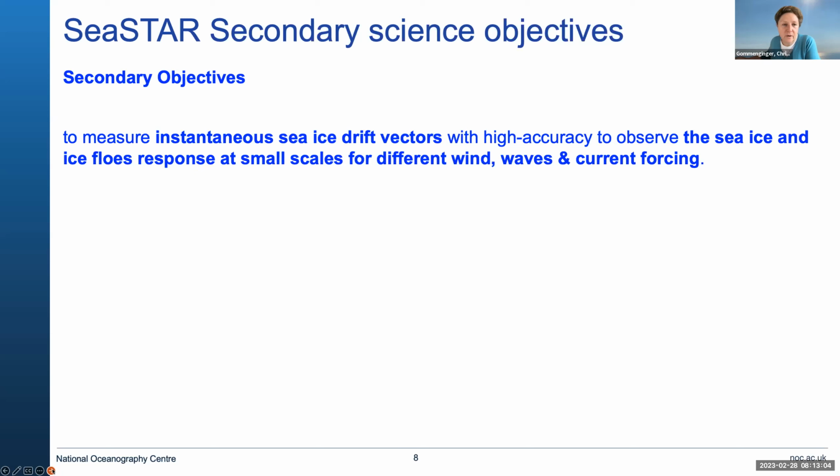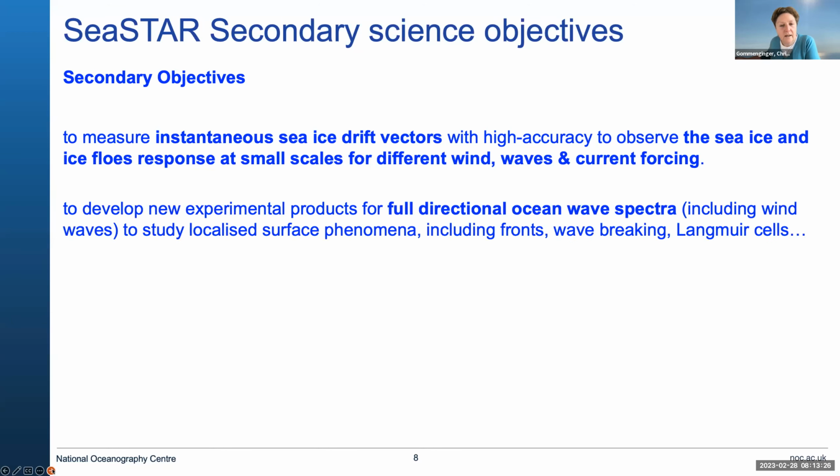We have a number of secondary objectives as well, which I will go through relatively quickly. One relates to sea ice drift vectors, in the sense that if we can measure ocean currents, we can also measure instantaneous measurements of sea ice drift vectors, which should give us a bonus compared to what is possible to do today.